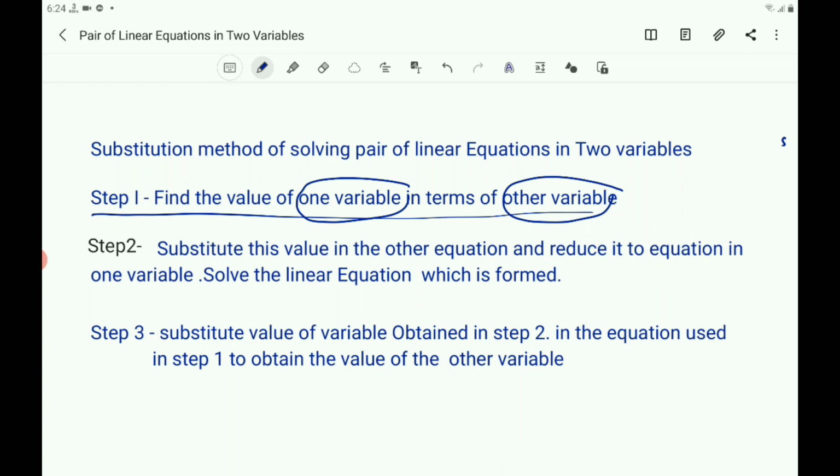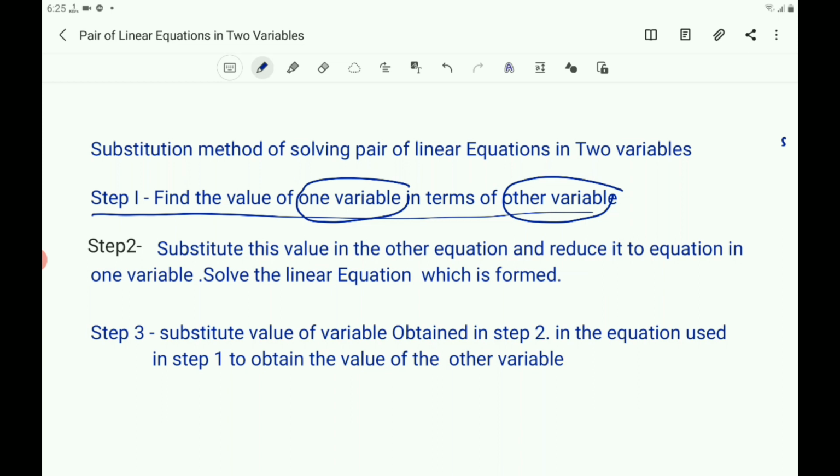And in the third step, here in step 2 we will get the value of one variable. That value is to be substituted in the equation from step 1. So substitute the value of the variable obtained in step 2 in the equation used in step 1 to obtain the value of the other variable.